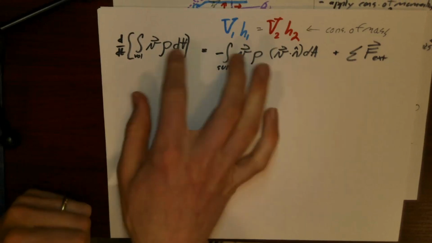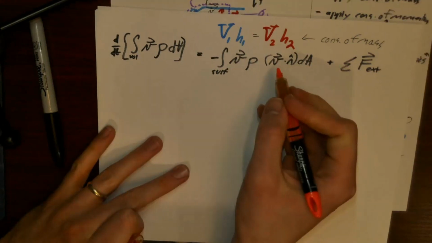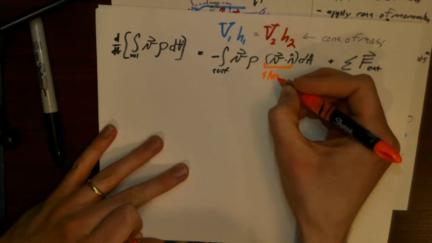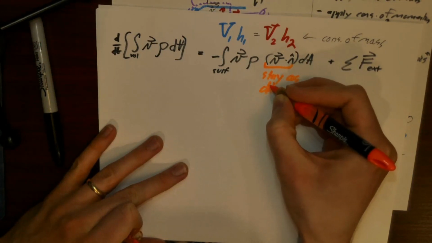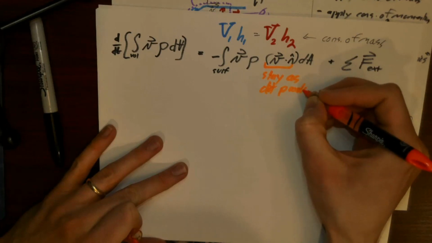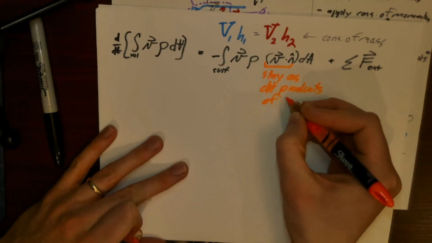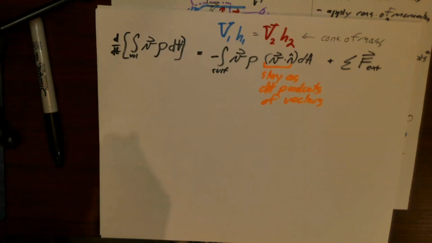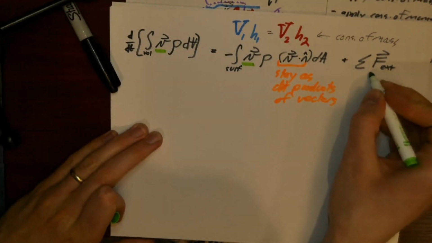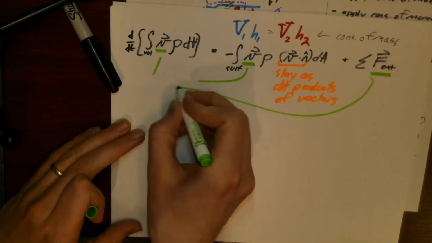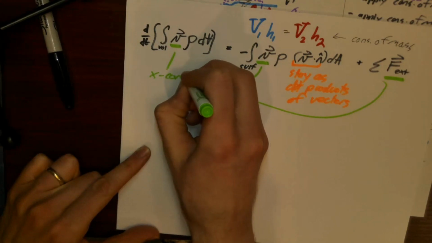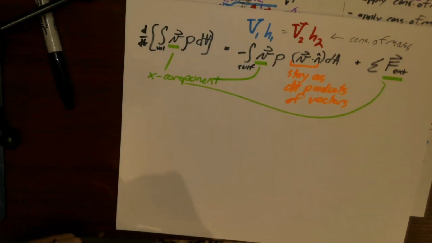And we're interested in just the x component of this. So remember that when you're dealing with conservation of momentum and you're taking just one component of this equation, you leave the dot products of vectors alone. These are the things you take x components of, or whatever component you're interested in, but in our case we're going to take x.